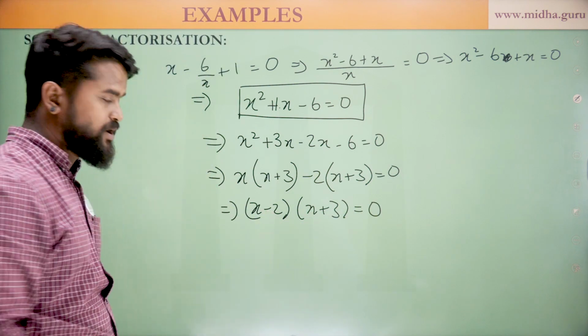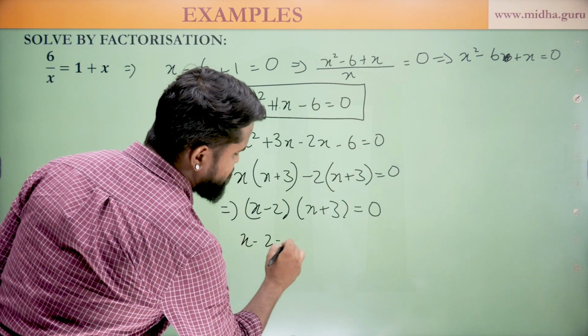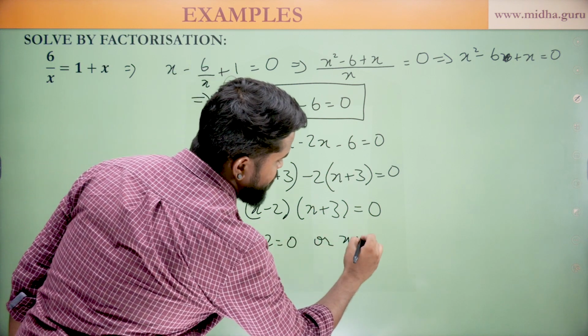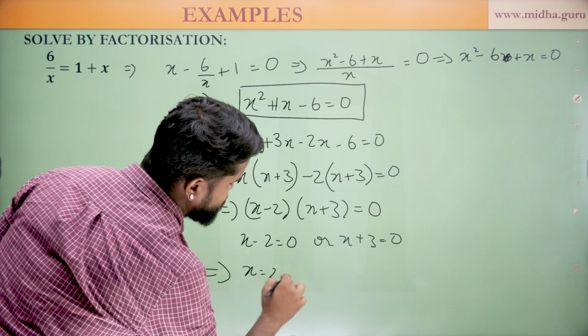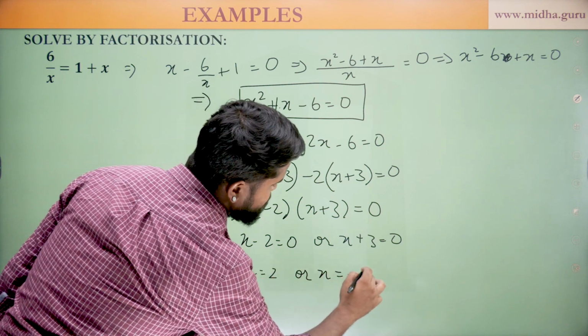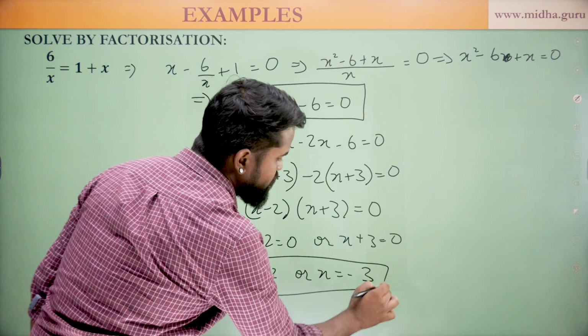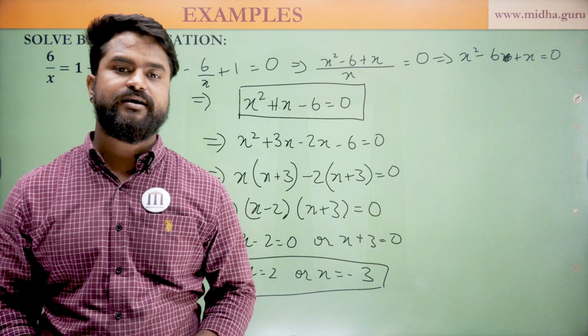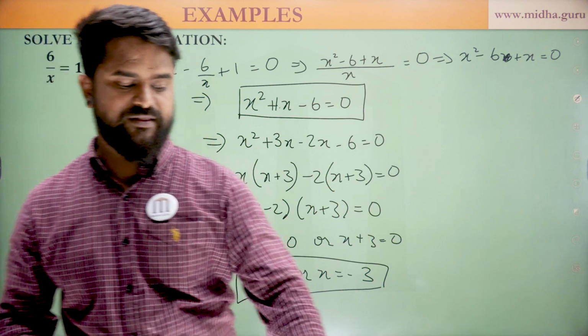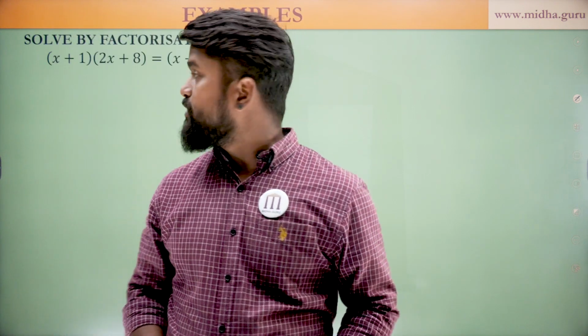Coming back to the zero product rule, again, either x minus 2 will be equal to 0 or x plus 3 will be equal to 0, which implies that x is equal to 2 or x is equal to minus 3, both of which will be solutions or roots for our given quadratic equation. Let's just see a few more examples.